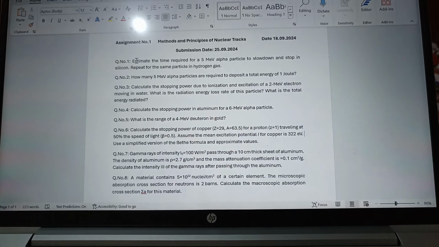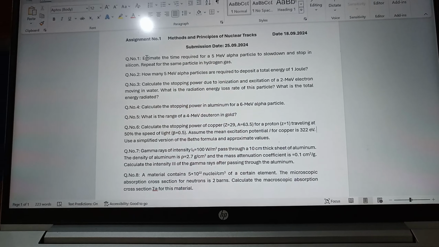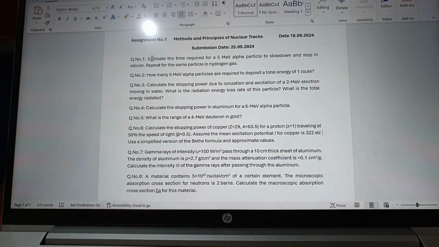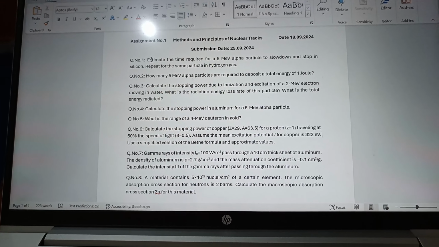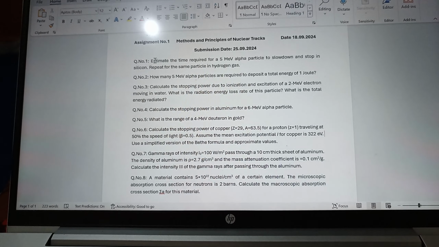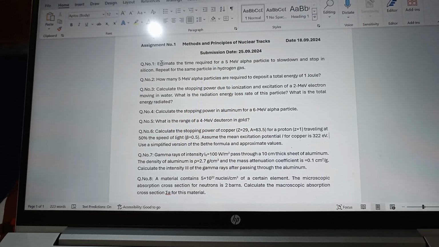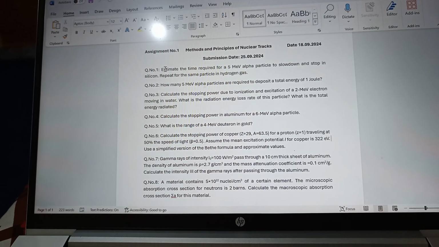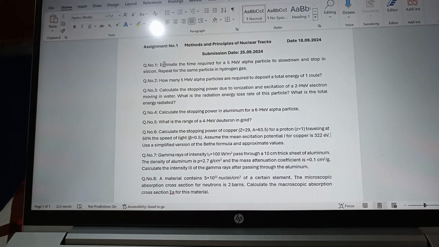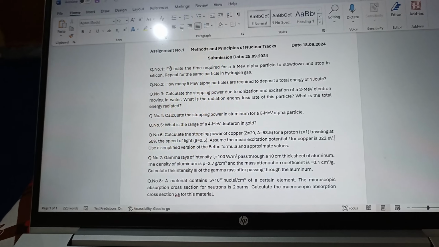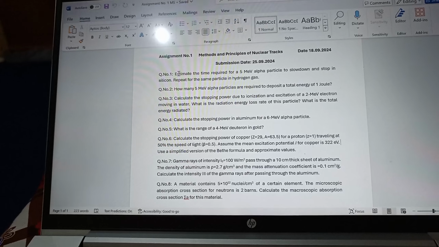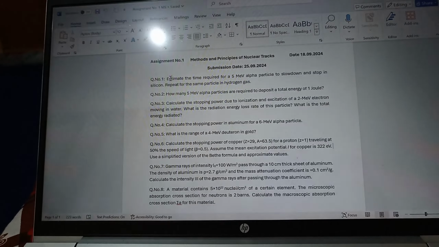Okay, now you can see what's our second problem. How many 5 mega electron volt alpha particles are required to deposit a total energy of 1 joule? Okay, you have to calculate how many particles should be there if you want to deposit the total energy of 1 joule. So you have to find the number of particles you will generate when the total energy deposited is 1 joule.